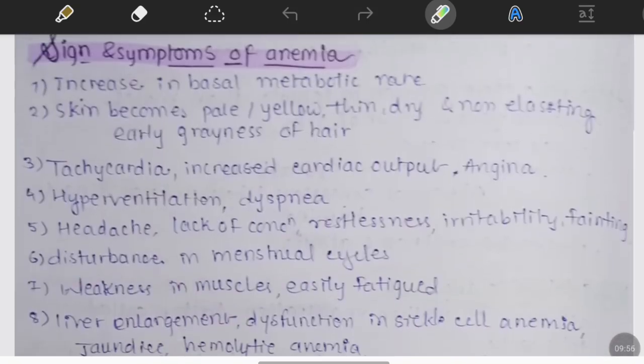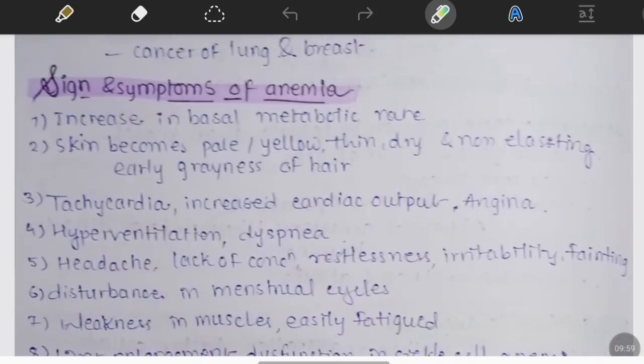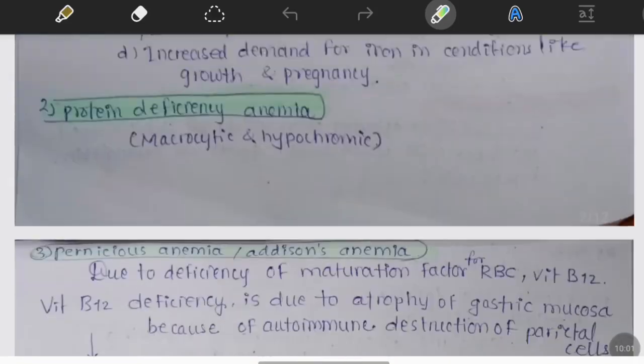Here anemia is fully covered. These are the signs and symptoms, these are the types, and each type in detail.